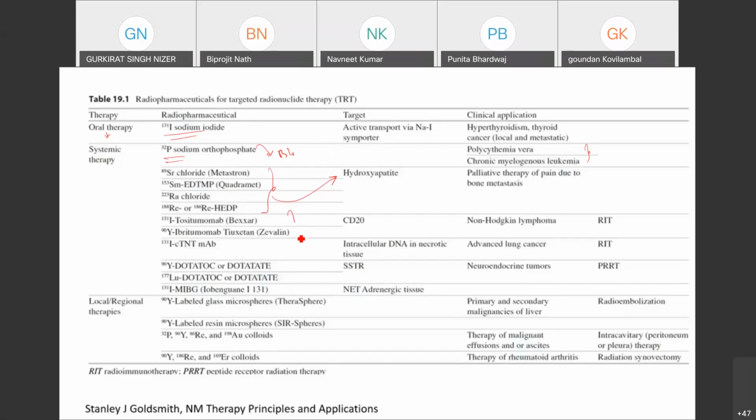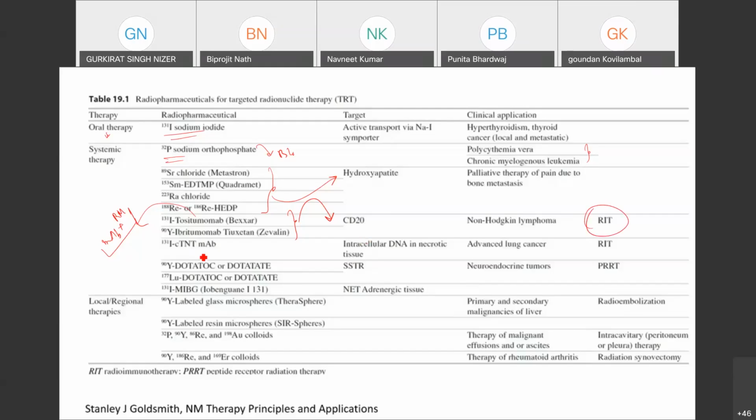We have iodine 131 tositumomab or yttrium 90 labeled ibritumomab. This drug we call as Zevalin. So what is so special about these? These are the antibodies over here. These are monoclonal antibodies which are bound to the radionuclide or radiometal, and that's what we call radioimmunotherapy, because we are using monoclonal antibody for treating the disease. Example of these, the target for this group of drugs is the CD20 receptor, which is overexpressed on the B lymphocytes in non-Hodgkin lymphoma. And that's an example of radioimmunotherapy.